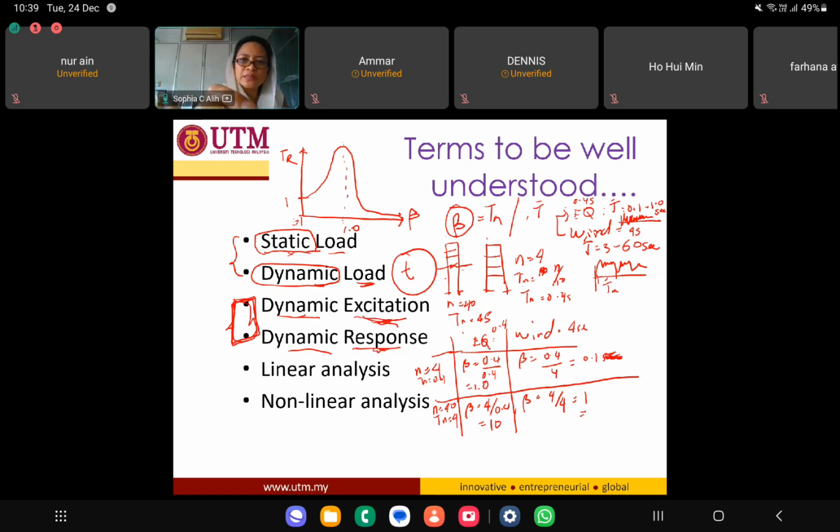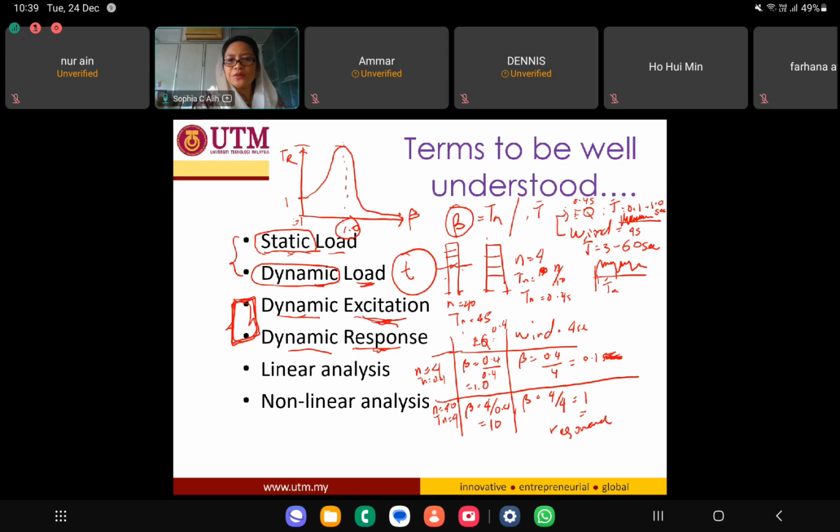So what you can see here is that if my beta ratio is 1.0, the dynamic amplification factor for this curve is going to be the maximum. So in here, we said that if your beta factor is 1.0, you reach a resonance effect.